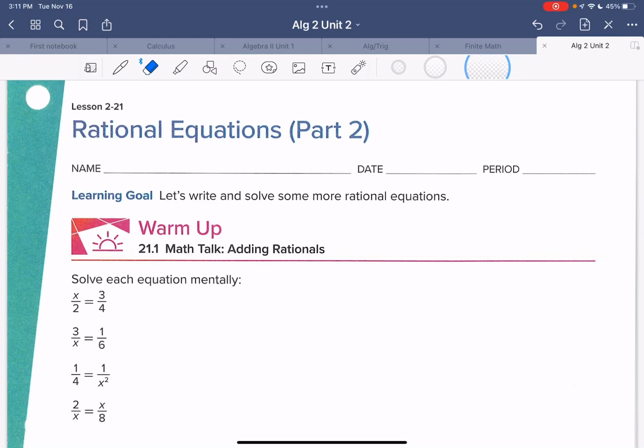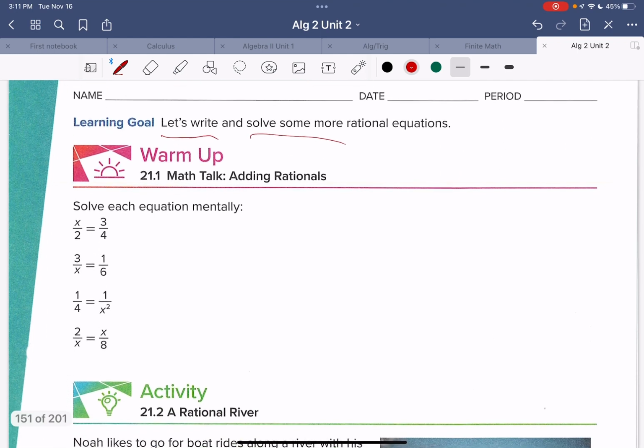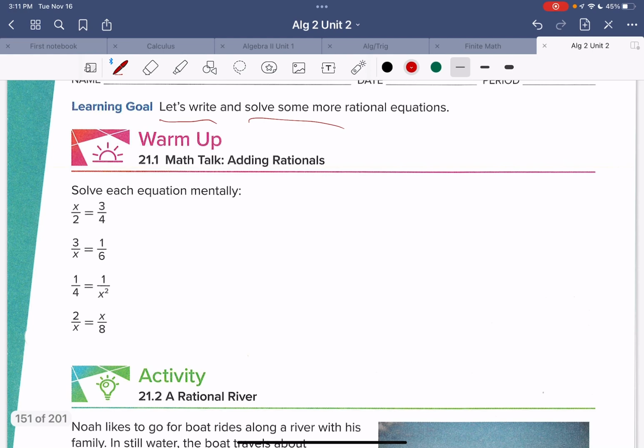All right, welcome to lesson 2-21. So this is unit 2, lesson 21, and this is the second part of rational equations. It says, let's write and solve some more rational equations. It asks us to solve these mentally.